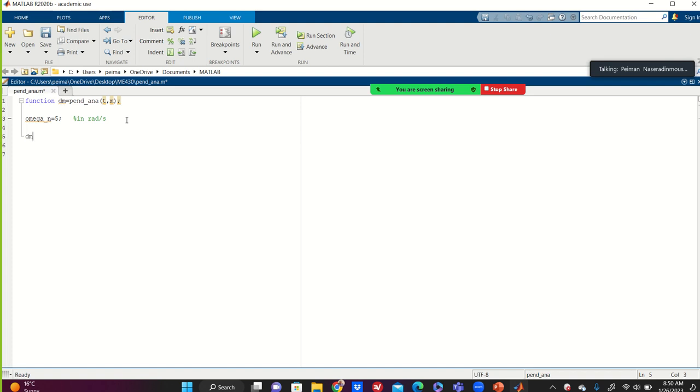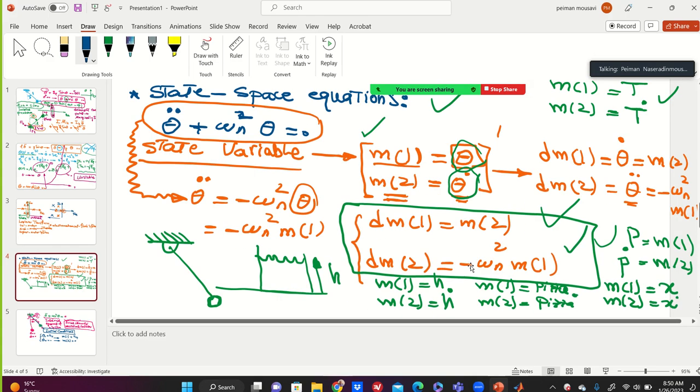Now I'm going to the state space equation. As I type, dm1 is m2. dm2 is minus omega n, as I defined here, squared, multiplied by m1. See, guys? Exactly as I wrote here. So MATLAB understands state space equations.